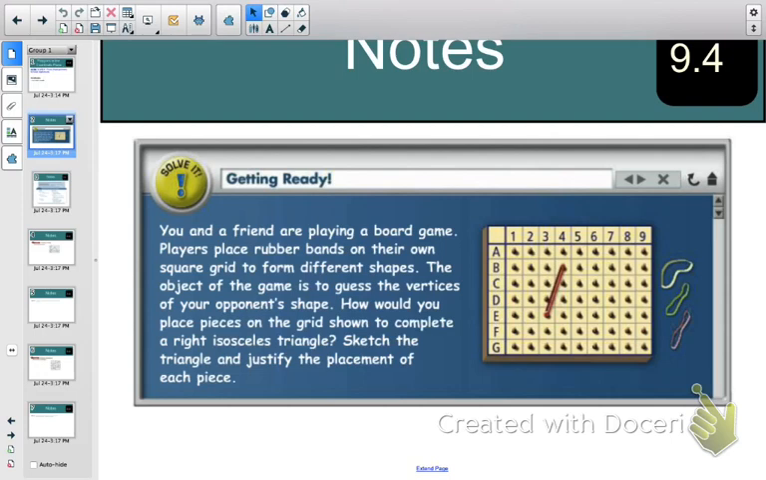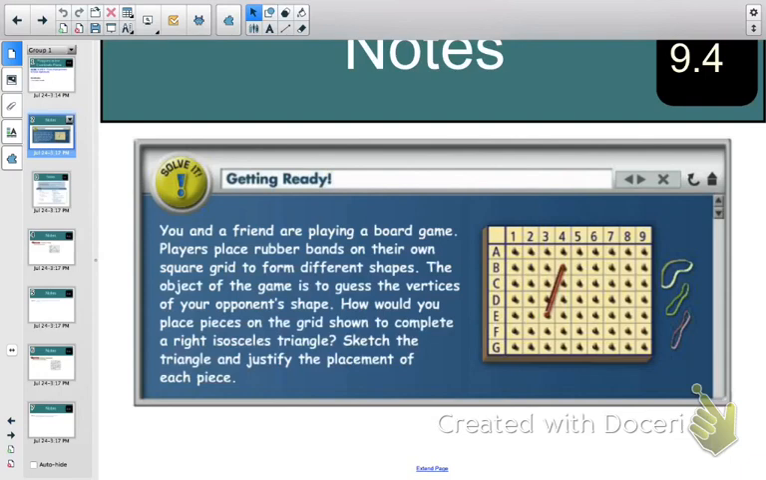9.4. Okay, so it says you and your friend are playing a board game. Players place rubber bands on their square grid to form different shapes. The object of the game is to guess the vertices of your opponent's shape. How would you place the pieces on the grid shown to complete a right isosceles triangle?